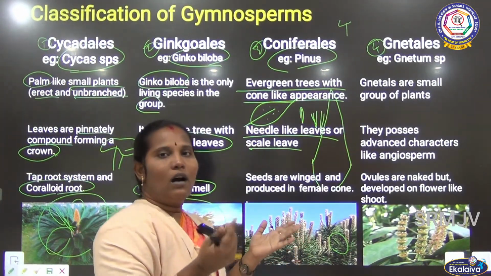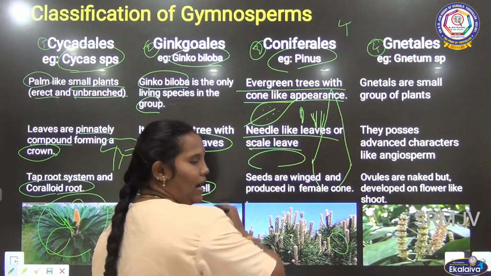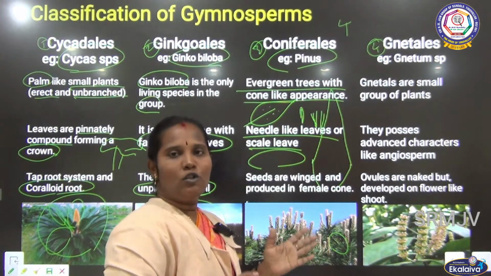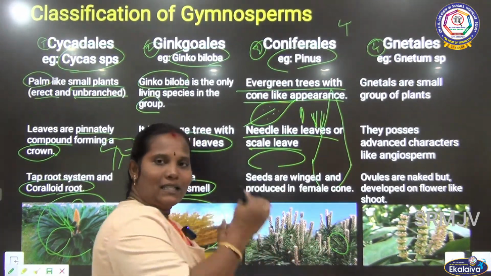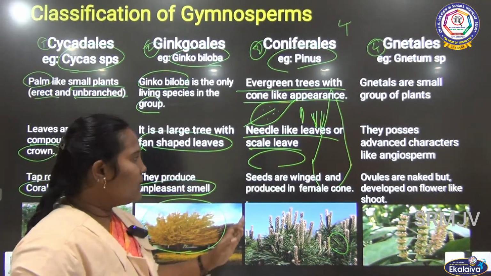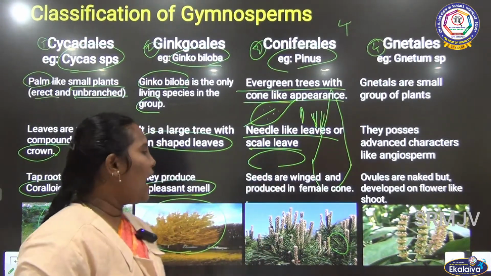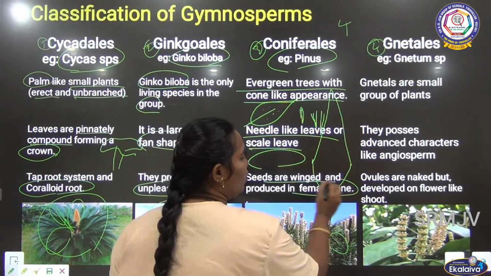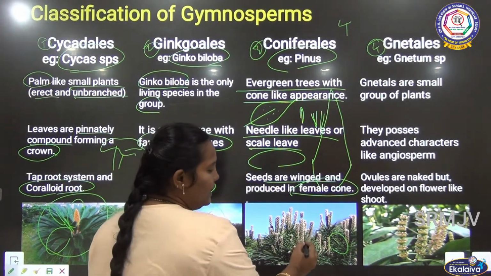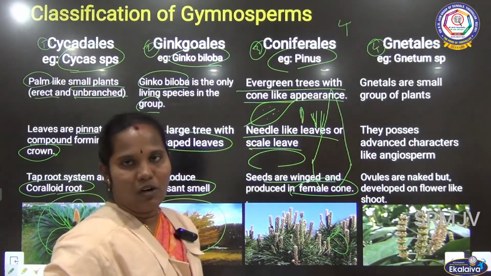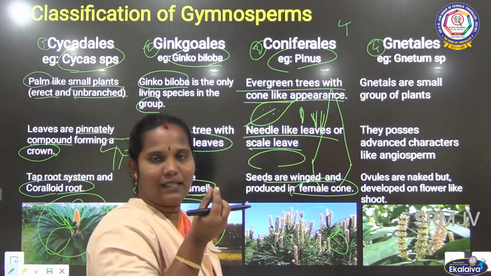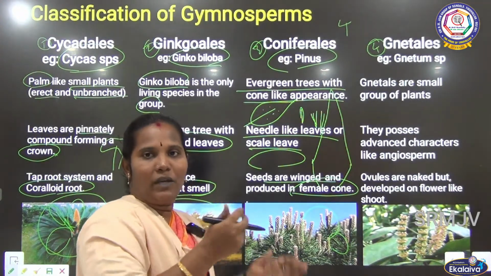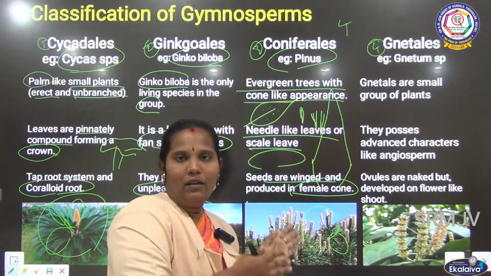In cold regions they get rainfall and snowfall. If the plant were fan-shaped, the rain and snow would stay back there. With this shape, it easily falls down. That's why they look cone-shaped. Afterwards, the seeds are winged and produced in the female cone. We saw that conifers usually produce cones. The seeds of the cones are wing-shaped, so it is easy to fly in the air because they follow air pollination.